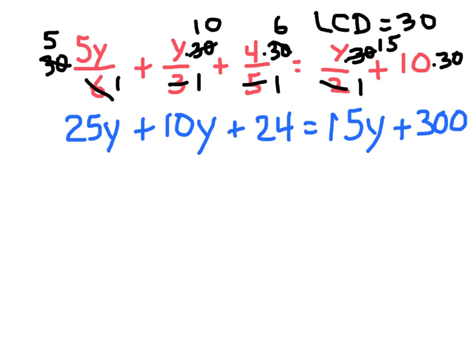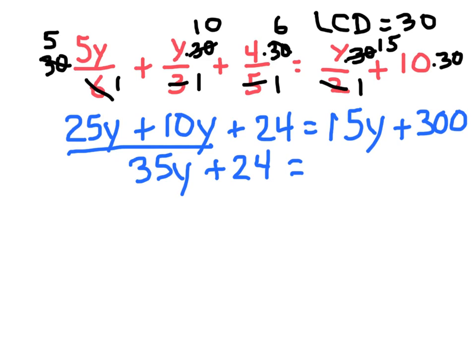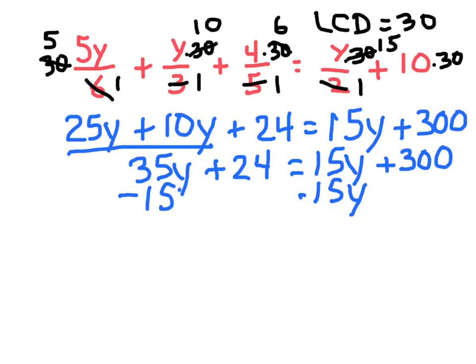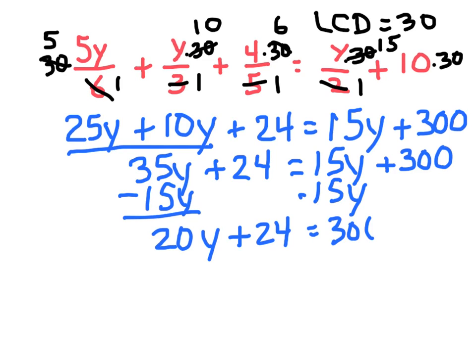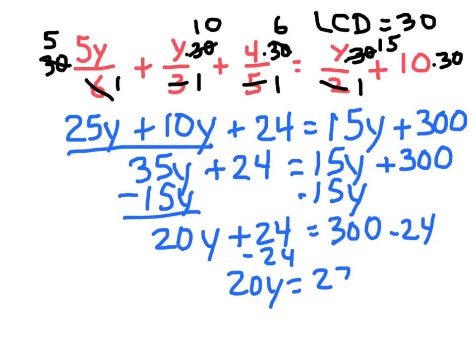All right, so we still have some work to do, but at least we don't have to deal with those fractions. We can now get to work by combining like terms. And we have a variable on each side, so we need to get rid of one of them. If I want to keep my coefficient positive, I would subtract 15y from both sides. So that would give us 20y plus 24 equals 300. Now subtract 24 from each side. So we get 20y equals 276.